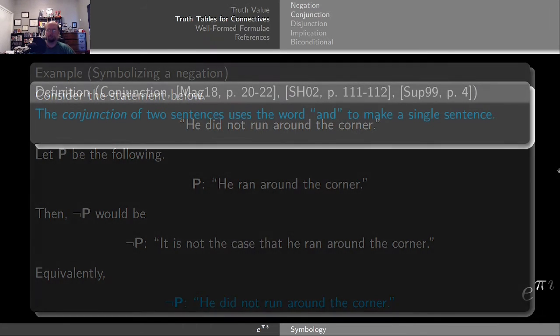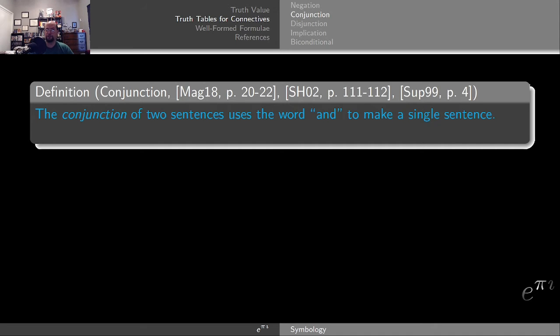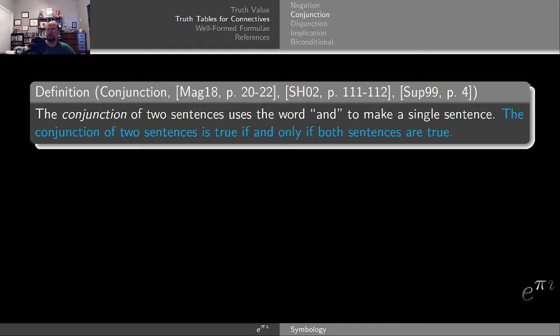Next, let's consider the conjunction. Recall, the conjunction of two sentences uses the word and to make a single sentence. The conjunction of two sentences is true if and only if both sentences are true simultaneously.